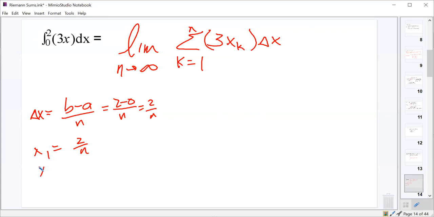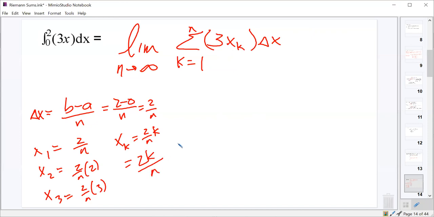And then if we go over to the next rectangle, we've gone 2 over n for the first one, the length of one subinterval, and then we've gone over another 2 over n. So that'd be 2 over n times 2. And if we go to the next one, x sub 3, it should be 2 over n times 3. So if I go to the kth subinterval, it should be 2 over n times k, or 2k over n. Everybody good with that being x sub k?